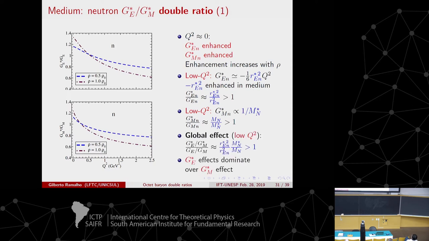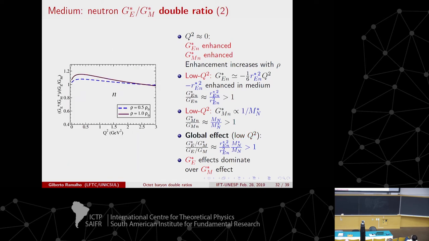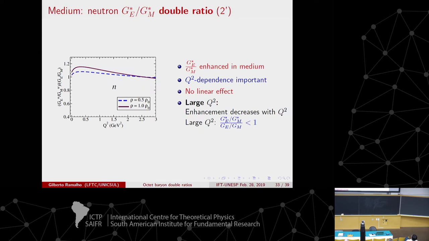The combination of the two things at low Q square is that this double ratio is larger than one. This means that the effect in GE is stronger than the effect in GM, and that's what we see here. So the combination of all the factors is that the double ratio for the neutron is larger than one. So we can conclude this ratio is enhanced in nuclear medium. But contrary to the case of the proton, the Q square dependence here is more important. It's not linear as before. And actually, the effect of the enhancement decreases with Q square, at some point is close to one. And for large Q square, actually, we have a suppression of the effect.